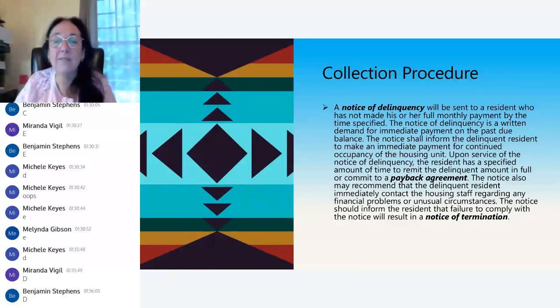A notice of delinquency is sent to a resident who has not made his or her full payment by the time specified. A notice of delinquency is a written demand for immediate payment of the past due balance. The notice shall inform the delinquent resident to make immediate payment for continued occupancy of the housing unit. Upon service of the notice, the resident has a specified amount of time to remit the delinquent amount in full or commit to a payback agreement. The notice also may recommend that a delinquent resident immediately contact housing staff regarding any financial problems or unusual circumstances. The notice should inform the resident that failure to comply will result in a notice of termination.